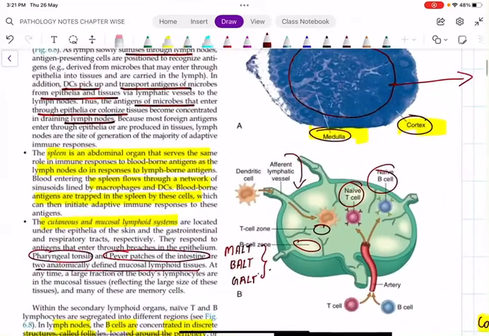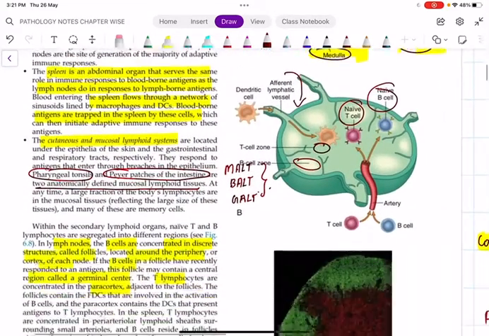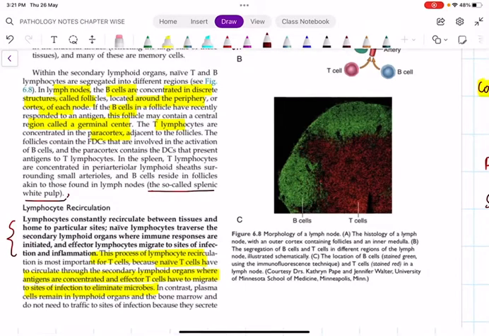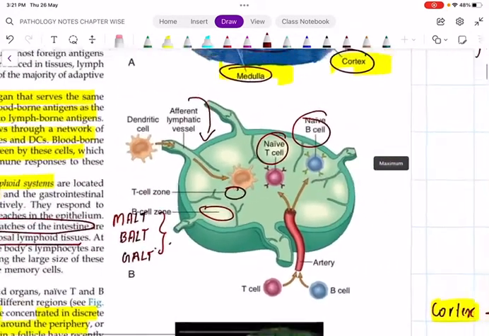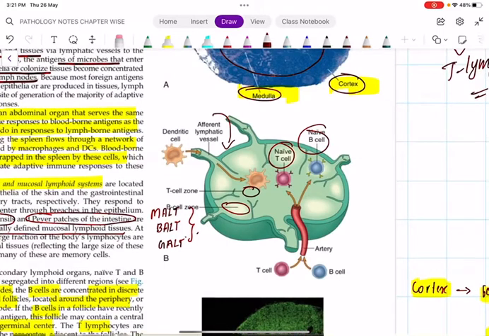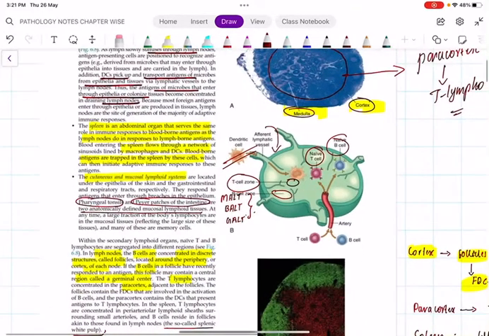Then we have the spleen. So this is again a lymph node. You can see the T cell zones. The follicular dendritic cells are present in the cortex again. Then the naive T cells. What do we mean by naive T cells? Naive means the B cells or T cells have not encountered any antigen. That is the meaning of naive.